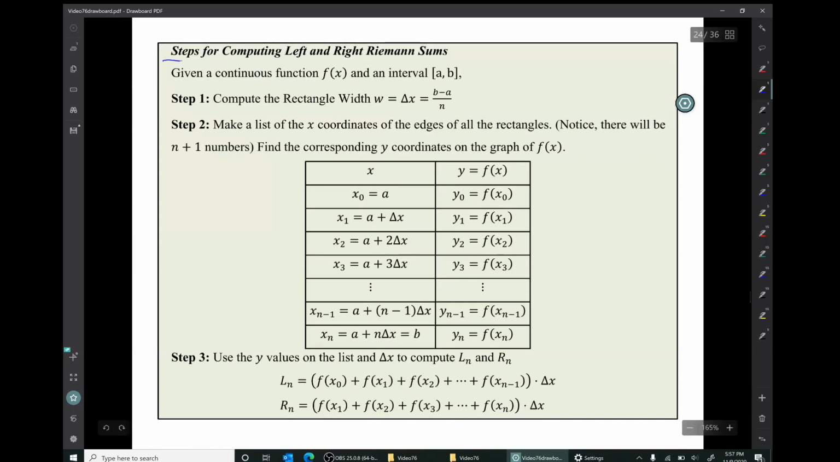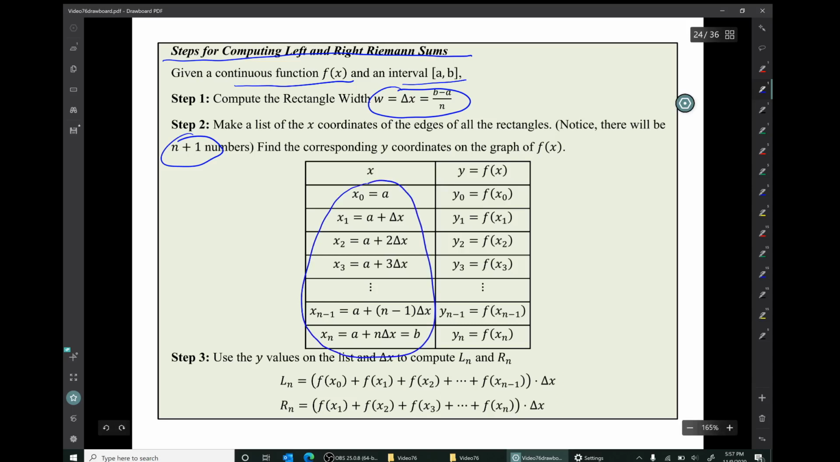So these are the steps for computing left and right Riemann sums. Given a continuous function f of x and an interval a comma b, step 1 is to compute the rectangle width. Call it w, or delta x. You compute it using the formula b minus a over n. Step 2 is to make a list of the x-coordinates of the edges of all the rectangles. And remember, that list is going to have n plus 1 numbers on it.